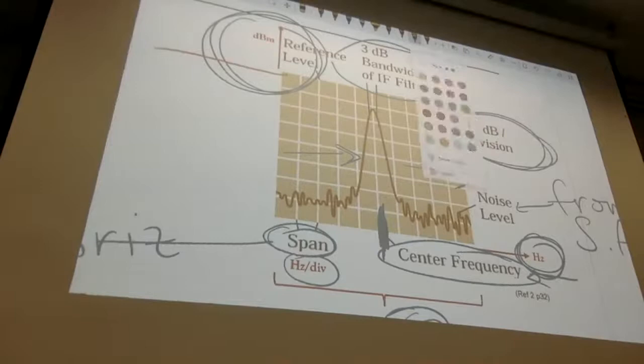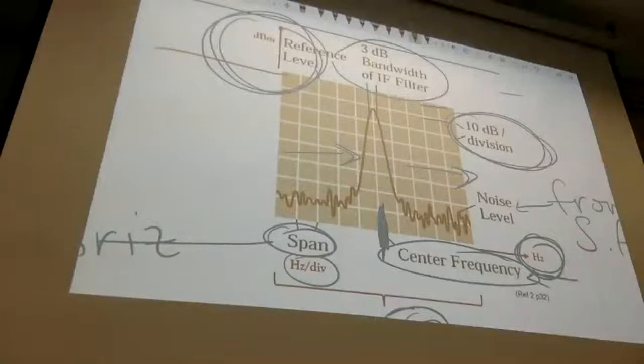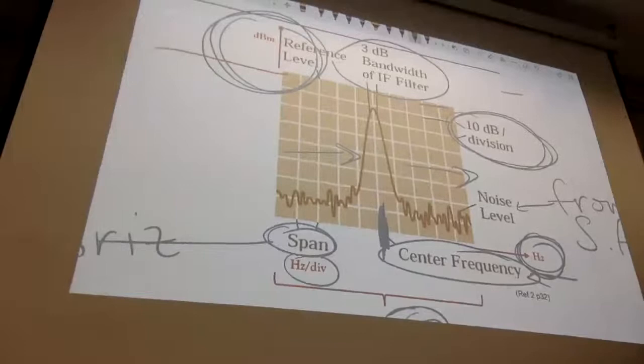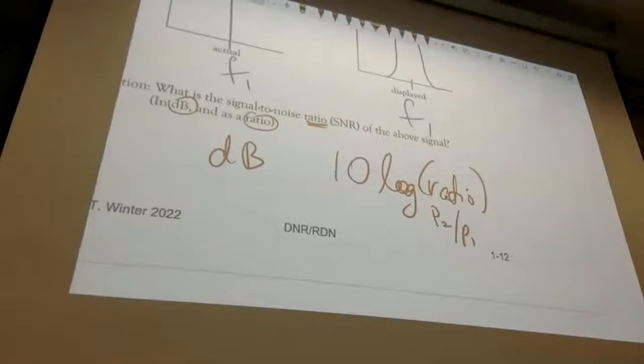Question. When you say dB and as a ratio, is that a trick? Is that a trick construction? No. So dB represents a ratio in the logarithmic domain, through this formula. No trick. So what's 10 log of the ratio and what ratio is the question?